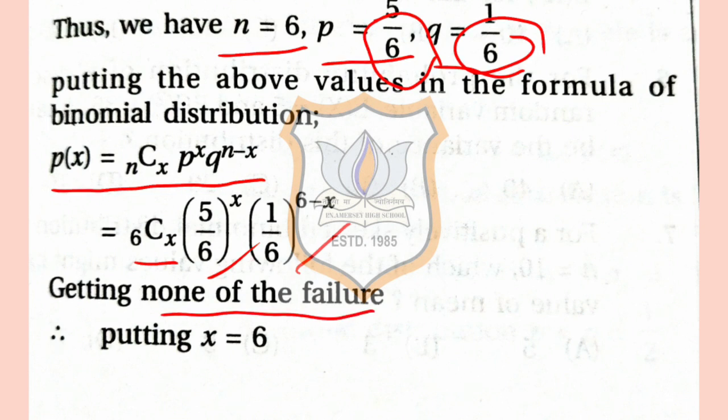Getting none of the failure. None of the failure means all will be success. That is, all value of x will be equal to what then? The whole value, that is the n value. What is n? 6. So x will also be equal to 6 because no failure is there. So let us substitute the values.